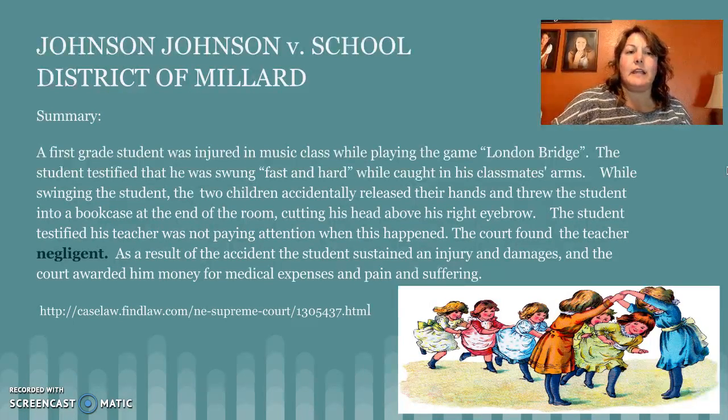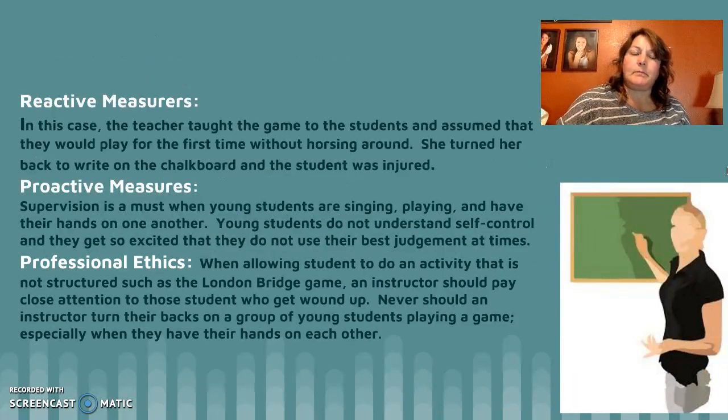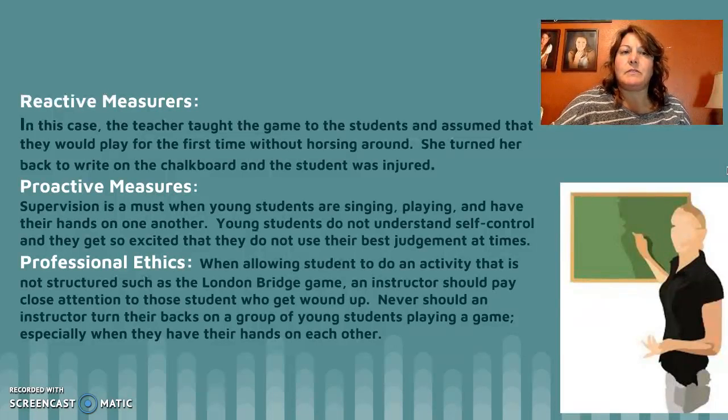So the student's parents filed a case of negligence against the teacher, and the courts ruled that the teacher was in fact negligent. She did turn her back on the class while they were playing. Reactive measures: it was the first time that the students were playing the game. She assumed they would play under control for the first time without horsing around, and she turned her back to write on the chalkboard. Proactive: supervision is a must when young students are singing, playing, and have their hands on one another.